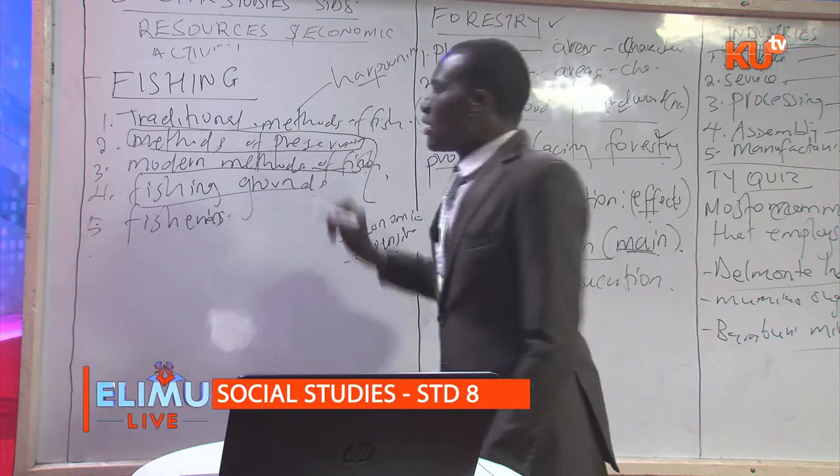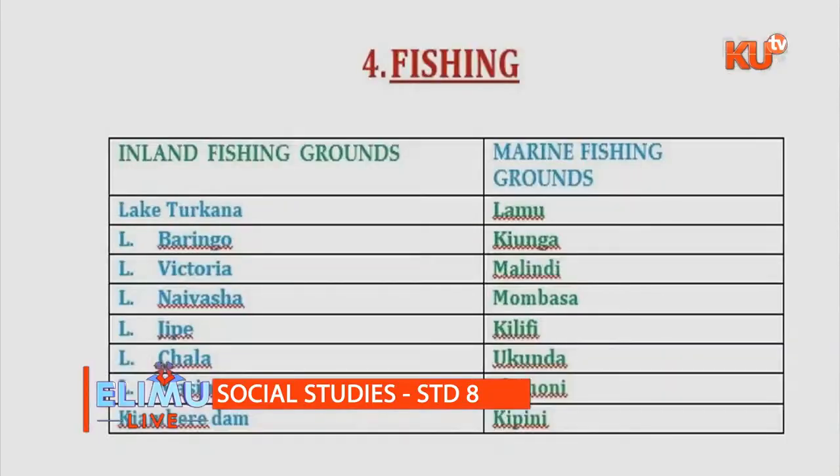Look at fishing grounds. In fishing grounds, these are areas where fishing takes place. And we have inland and marine fishing grounds. Examples are on your screen. You can see them there. We have Lake Turkana, Baringo, Victoria, Naivasha, Jipe, Shala, and all those. Then we have marine: Lamu, Kiunga, Malindi, Mombasa, Kilifi, Ukunda, and also Shimoni. Remember, when we are talking about inland, we are talking about rivers and lakes. And when I am talking about marine, we are talking about oceans and seas.